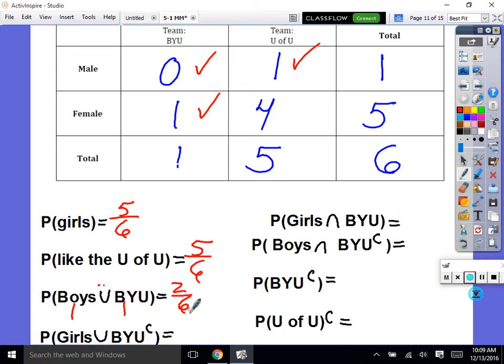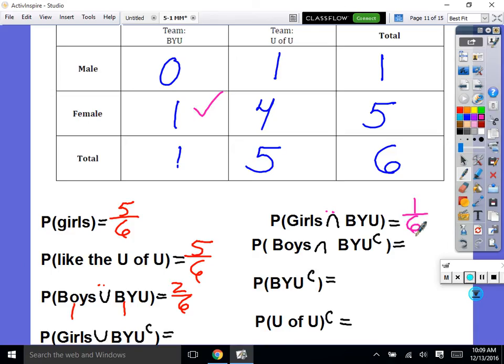All right, now let's do this one. And let's do this one. Let's go to the easier ones without a complement first. Girls intersect, and I'm going to erase those red check marks. This always really helps, so I don't double dip on accident, and you'll see what I mean. Now we're doing girls intersect BYU. So now that's the picky one, where they intersect and only where they intersect. Does that make sense, everybody? So find girls, females, that intersect BYU. You see where this is the only place that they intersect. So 1 out of 6.